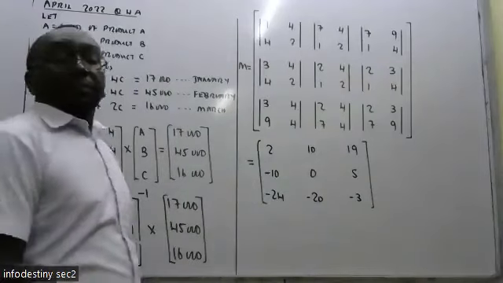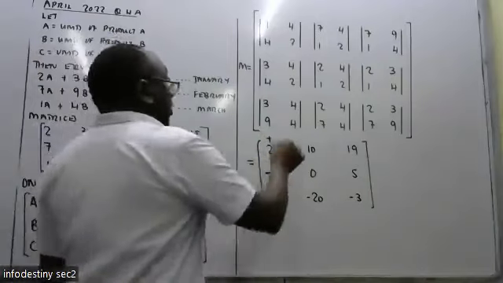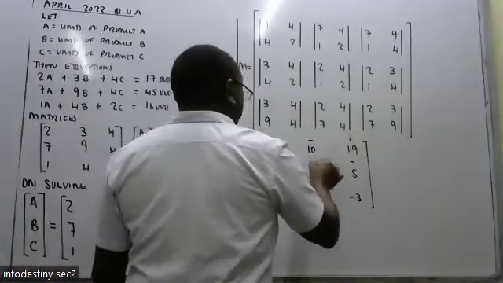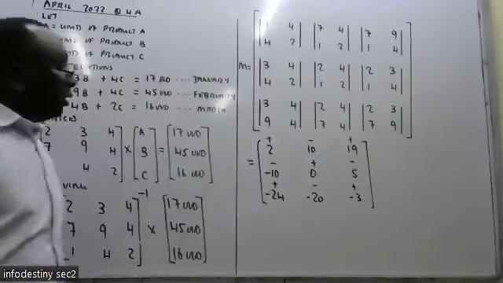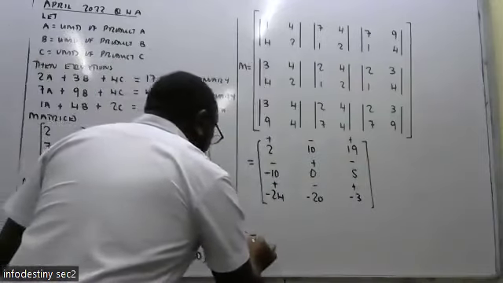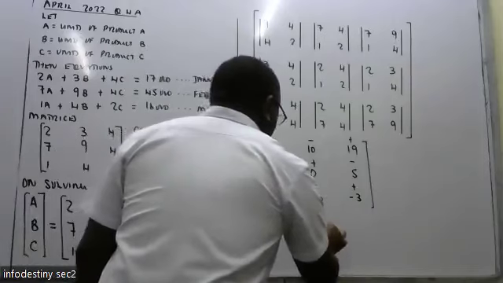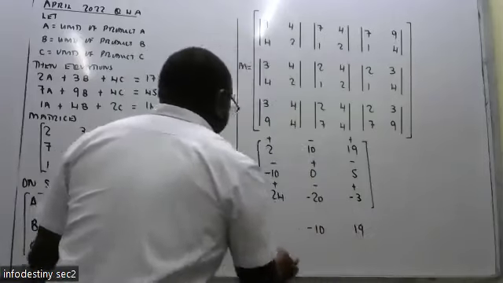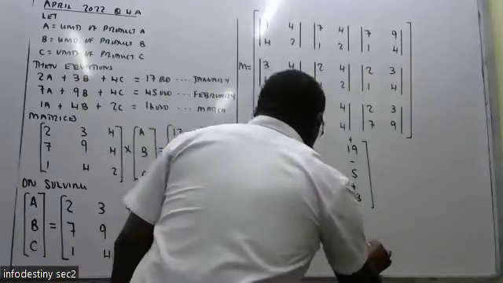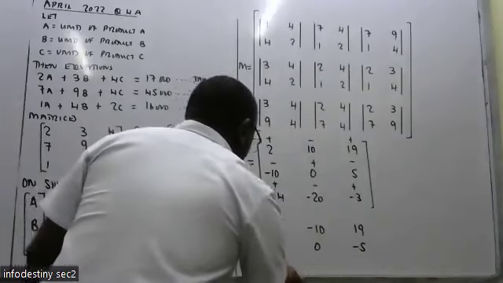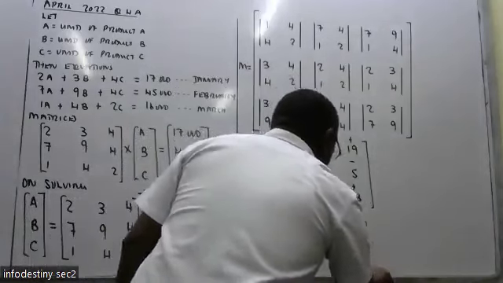Haya, sasa tukasema hapa you start with what? Positive. Then you go to negative. So that now you get the cofactor. So the cofactor is 2 minus 10, 19. This is 10. This is 0. This is minus 5. This is minus 24. This is 20. And this is minus 3.